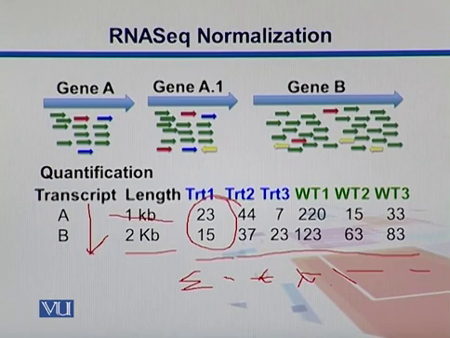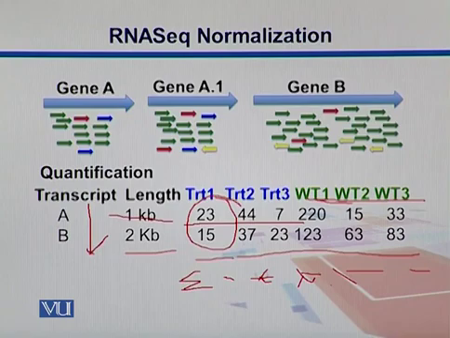So if we are comparing the same gene across different treatments, for example, comparing gene 1 in treatment versus the wild type, we need to take into account that these numbers 23, 44 and 7 and these 220, 15 and 33 are coming from different pools of reads. Sequencers have lanes, and lanes might have variability in producing the overall number of reads. If more reads are produced within a lane, more reads will be assigned to those genes. So we need to take into account both these factors while normalizing our data.